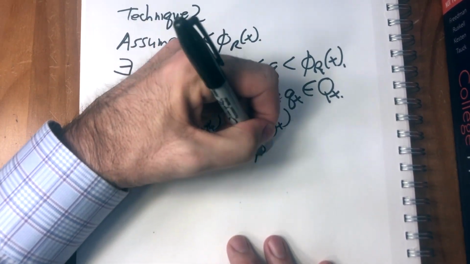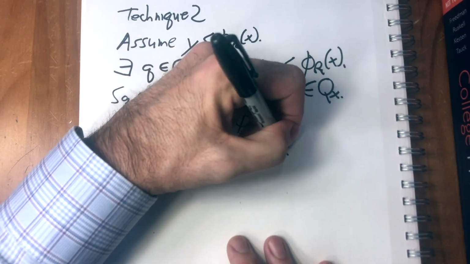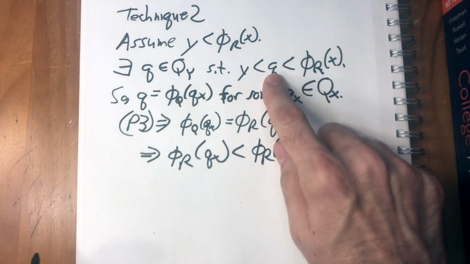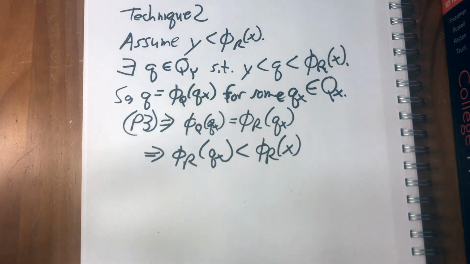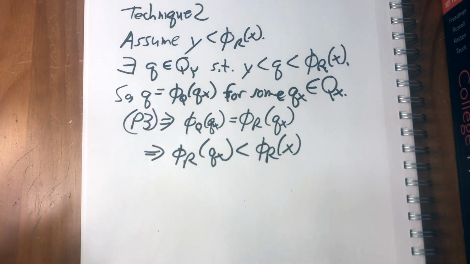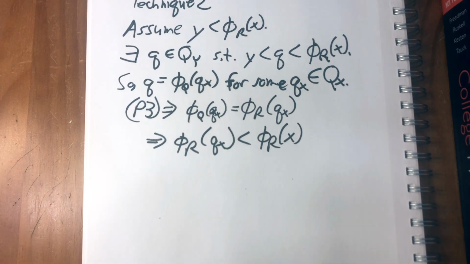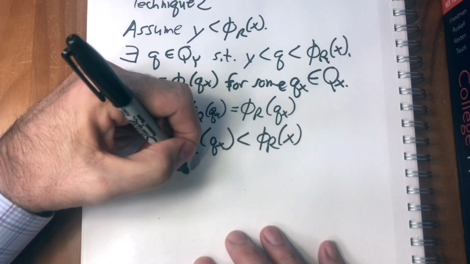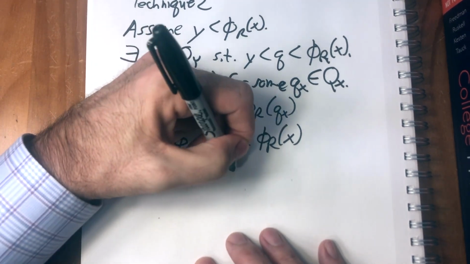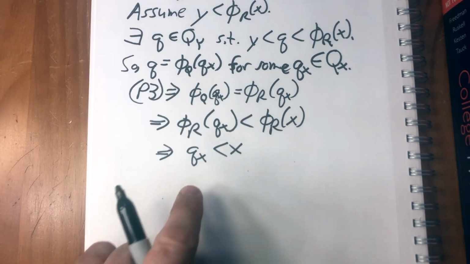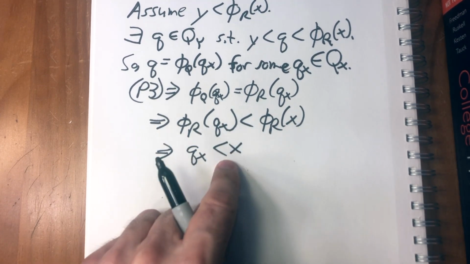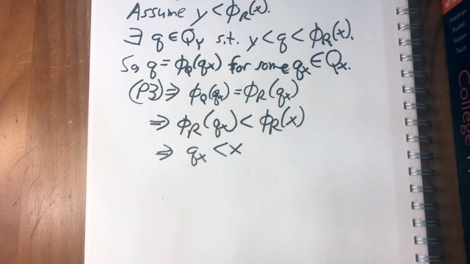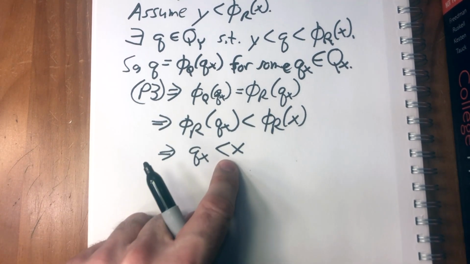less than phi r of x, because that's the definition of q, and q equals phi r, so this implies this. But we've shown that phi r is order preserving. That's what we did when we showed that it was 1-to-1. So this must imply that qx is less than x. Because if this is not true, then this wouldn't be true, because if you apply phi r to both sides, the order is preserved. So therefore, qx is less than x.